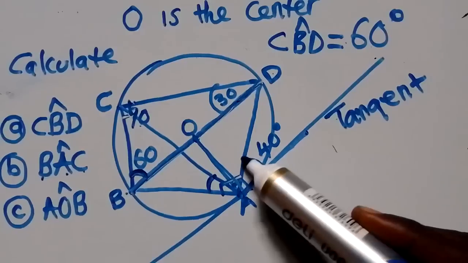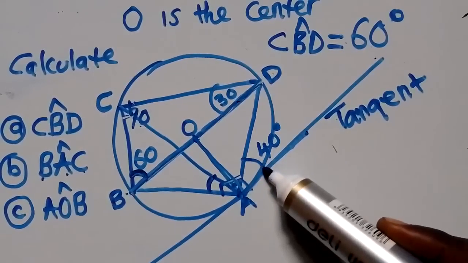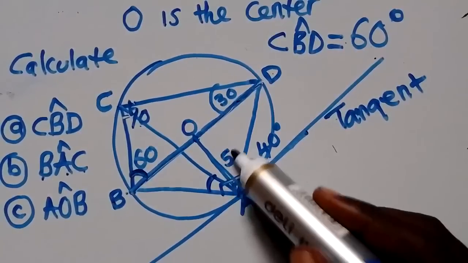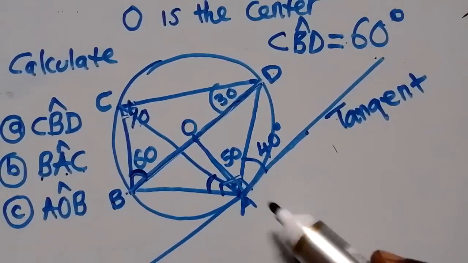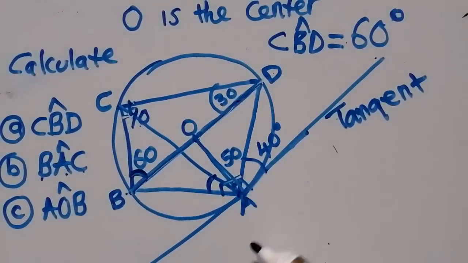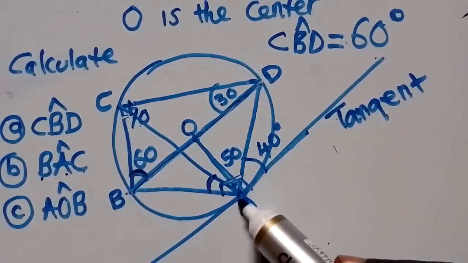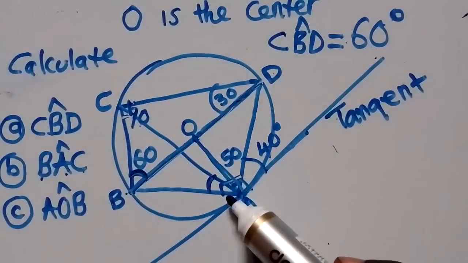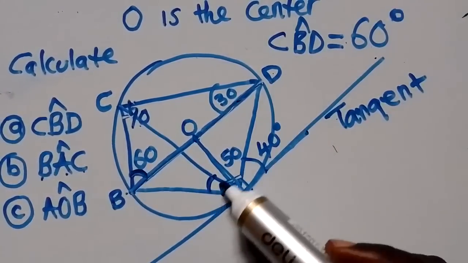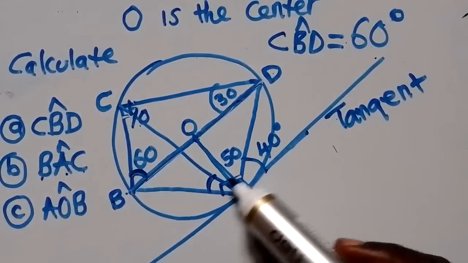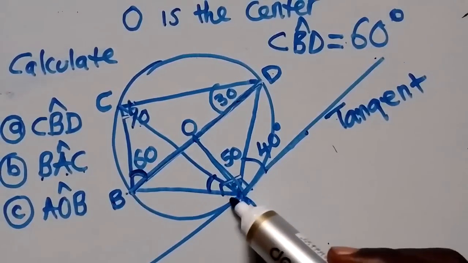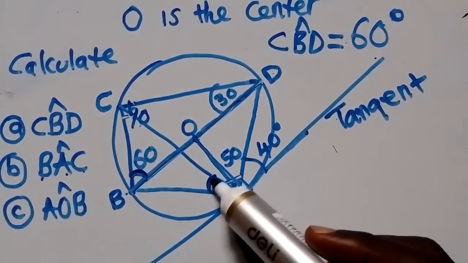So if you are given that this part here is 40, then that one is 50, so that it should add up to 90. Here it is making a 90 degrees angle. So even this whole part here is also 90. You want to find the small angle here.